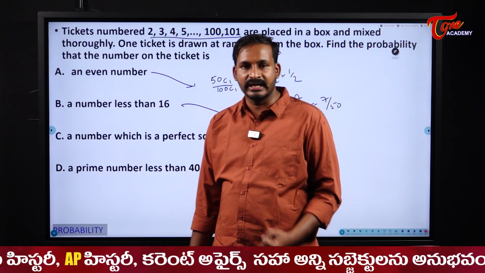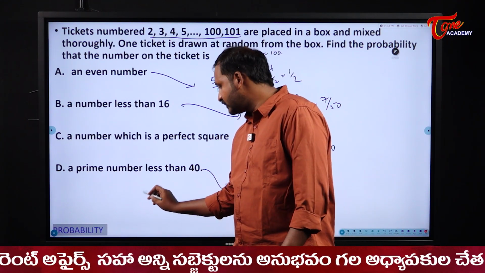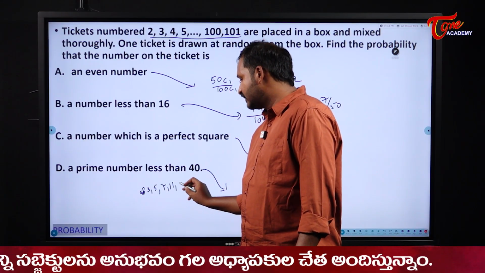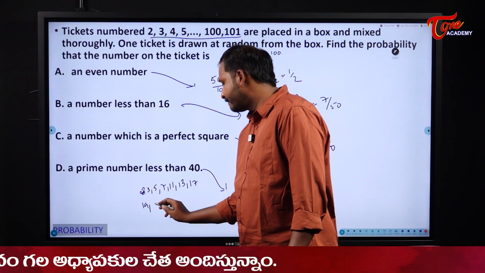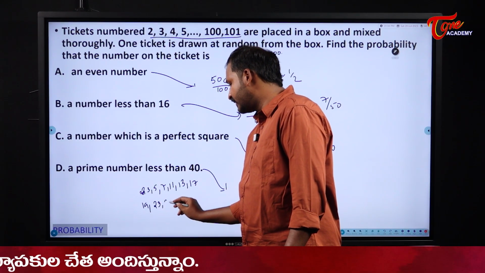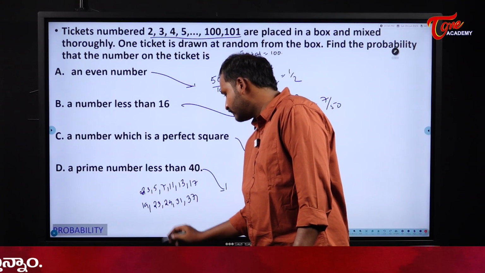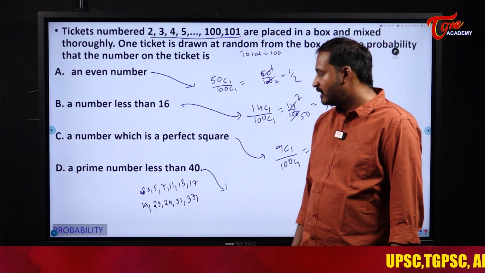How many prime numbers are there less than 40? If you are able to know, write it. What are these? 2, 3, 5, 7, 11, 13, 17, 19, 23, 29, 31, 37. These are the prime numbers which we will have less than 40.